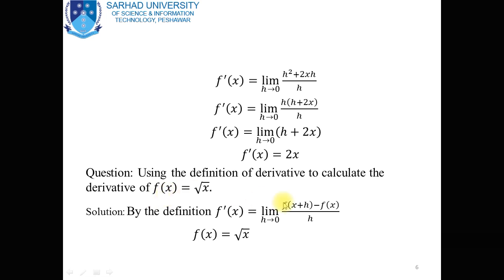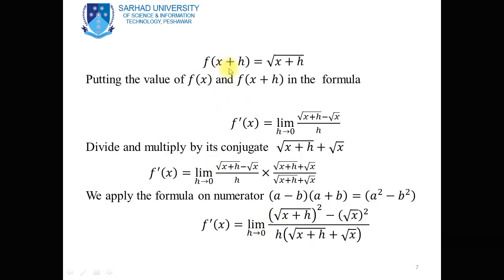Replace this x by x plus h, and you can easily obtain the value of f of x plus h. Like you see over here, this is the value of f of x plus h. Replace x in the given function by x plus h, and you obtain under root x plus h. So putting the values of f of x and f of x plus h in the given formula, the formula is f prime at x is equal to limit h tends to 0 of f of x plus h. This is the value of f of x plus h, you see over here, and this is the value of f of x, divided by h.